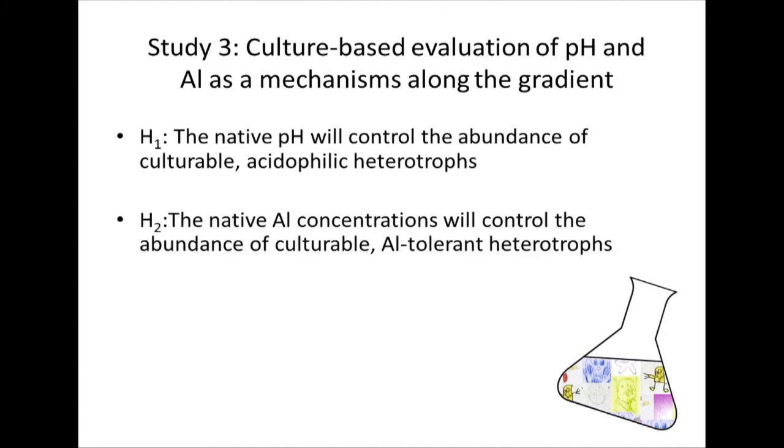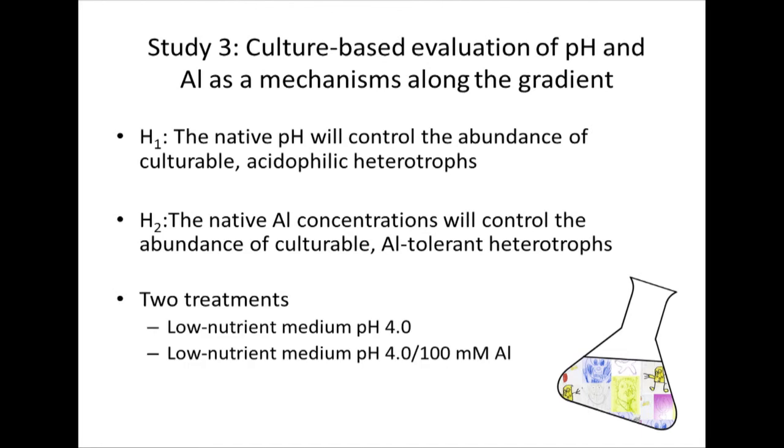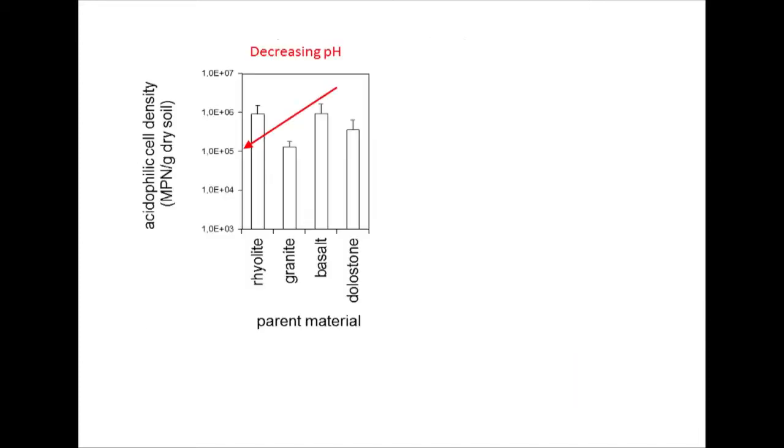And then we also developed the same hypothesis with aluminum. So if you are looking at soils serving as a high reservoir for toxic aluminum, you would expect to see greater abundance of aluminum-tolerant organisms. So we had two treatments, one which is a low nutrient broth with pH of 4, and then the other was the same conditions but with 100 millimolar aluminum addition. Okay, so very, very simple.